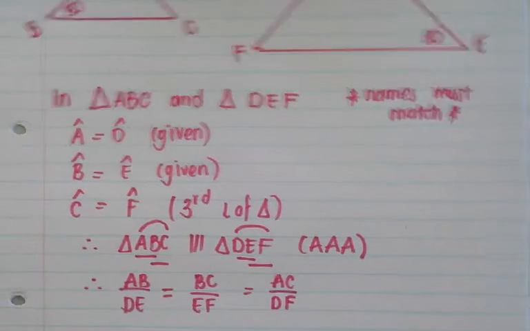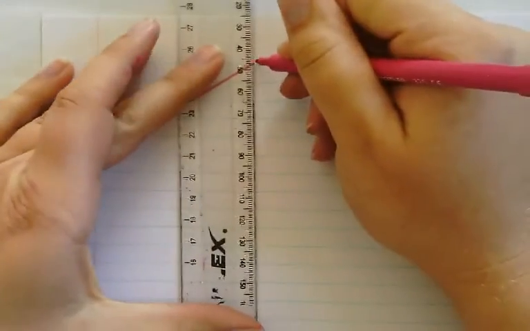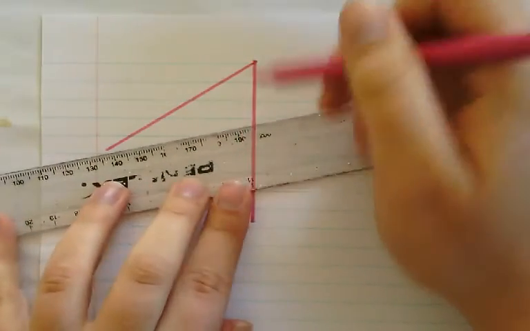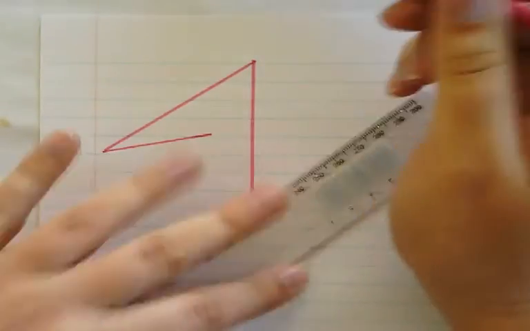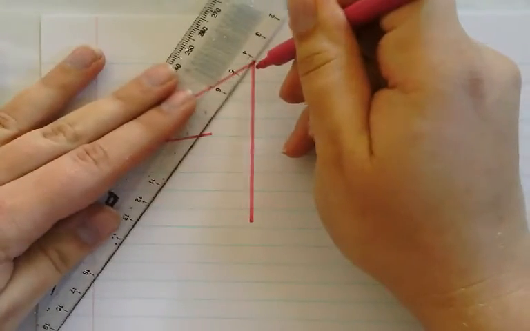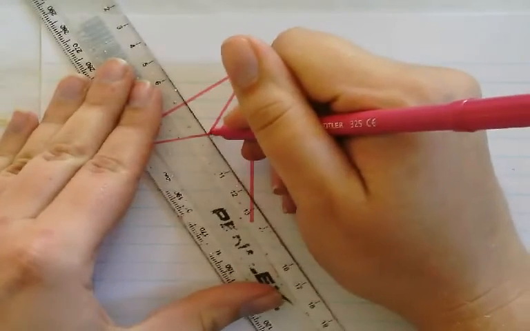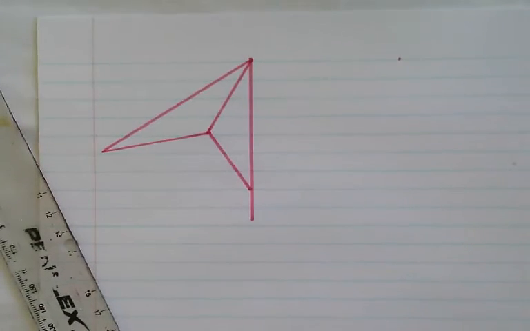Anyone still busy? Okay, let's look at our second example. Looks like an arrowhead, 2 triangles. Sorry, I made the line too long there.